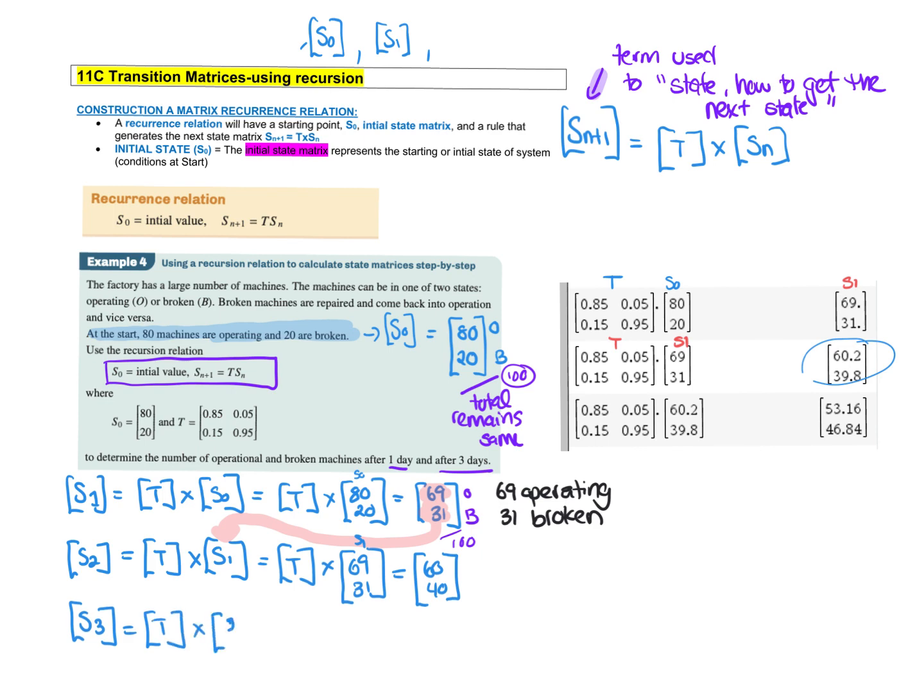So we didn't really want S2, but we needed it to get S3, because the way I'm finding S3 is by timesing the state before, which would be S2. So here I go. Now just to show you, we're using that 60-40. Actually, I didn't round here. I probably should have rounded it when I did it, but it's okay. So I put it in and I'll get 53 and 47. Does that round to 100? Yeah. So this one was S2. So we'll say 53 operating and 47 broken.